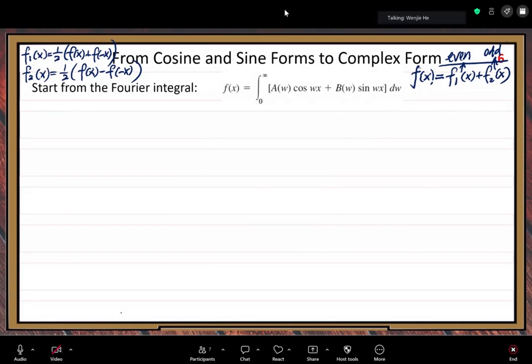Adding together gives the original function. So this is the structure. You can see a simple way we can do the decomposition.